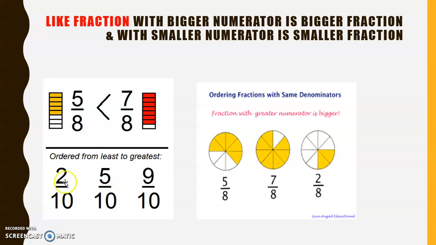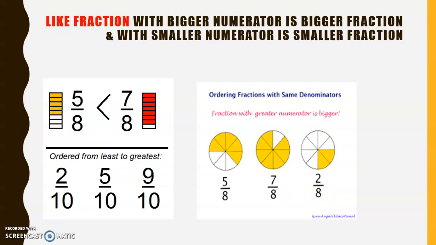Ascending means increasing order. So smallest first, 2 upon 10 is the smallest, then 5 upon 10, then 9 upon 10. And if we have to arrange it in descending order, then 9 upon 10 will come first, then 5 upon 10, and after that 2 upon 10. And if we have to arrange these three fractions, then ascending order will become 2 upon 8, after that 5 upon 8, and after that 7 upon 8. And if we have to write it in decreasing order or descending order, then the biggest will come first, that is 7 upon 8, then 5 upon 8, and then last 2 upon 8.